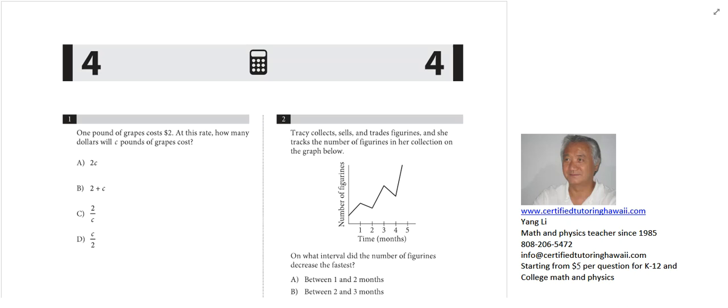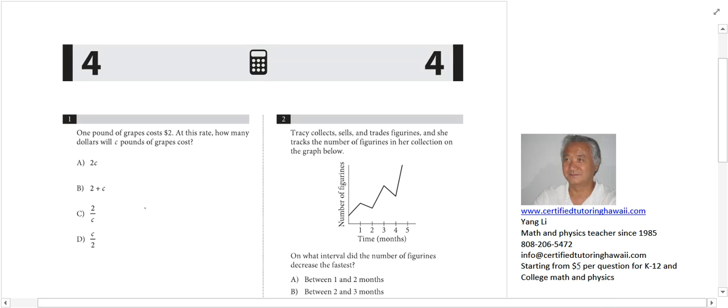Okay, let's move on to the SAT practice test 8 from College Board, section 4, math section 4, that's calculator allowed. Okay, let's start from number 1. They said 1 pound of grapes costs $2, right? And at this rate, how many dollars will C pounds of grapes cost?